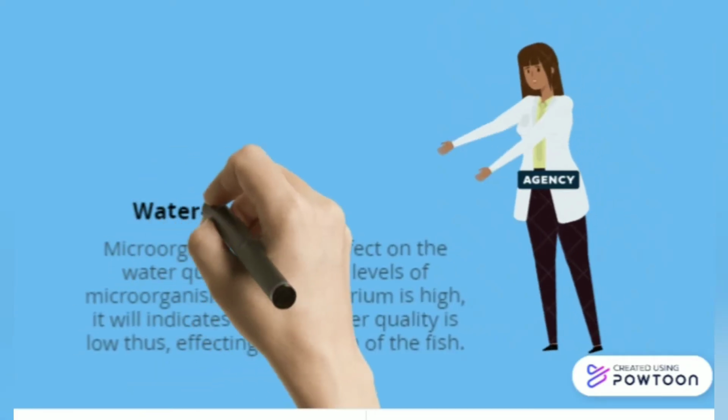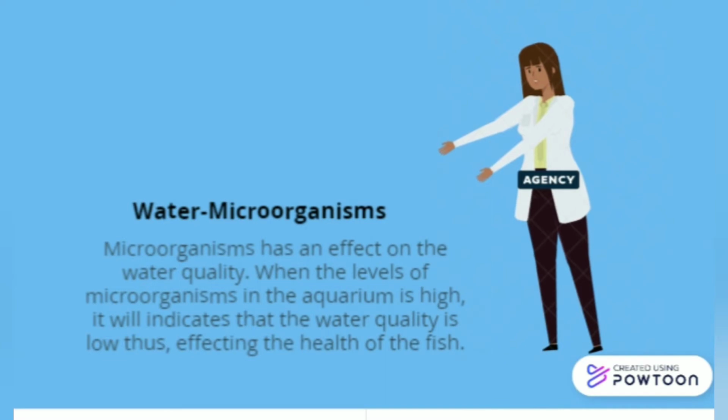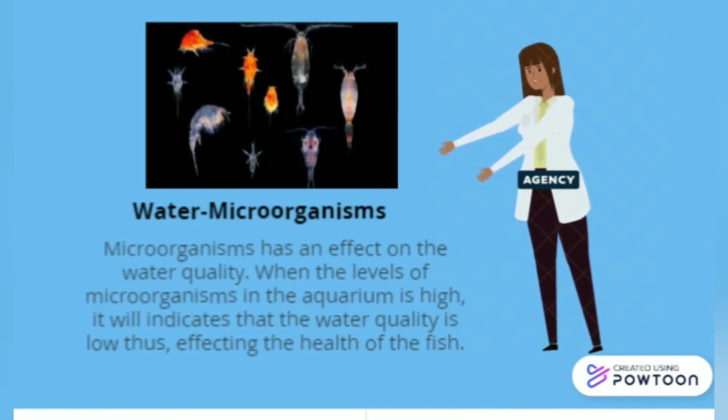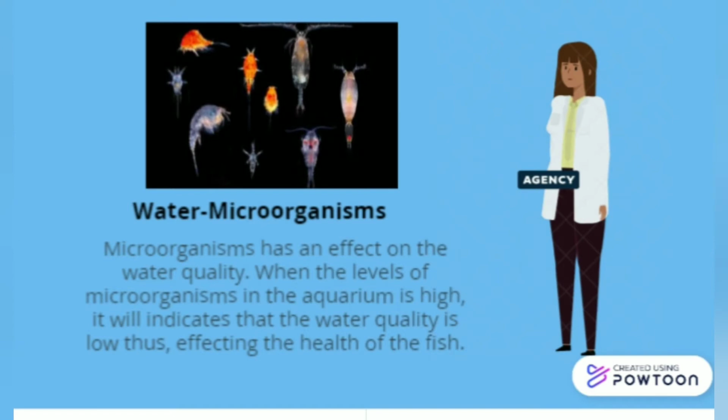Next is the water and microorganism relationship. Microorganisms have an effect on the water quality. When the level of microorganisms in the aquarium is high, it will indicate that the water quality is low, thus affecting the health of the fish.